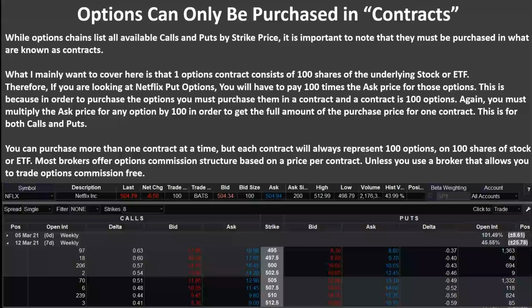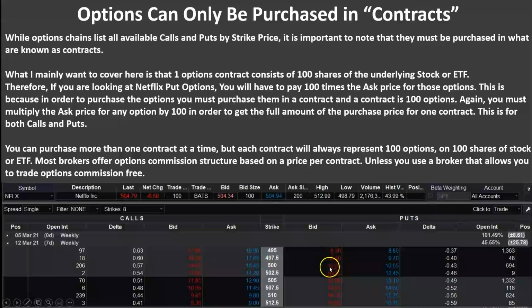This applies to both calls and puts. So if we're looking at this options chain and we're looking at Netflix stock and we want to buy a put on Netflix stock, it's currently trading at $504.79. And let's just say we want to buy the $500 put.